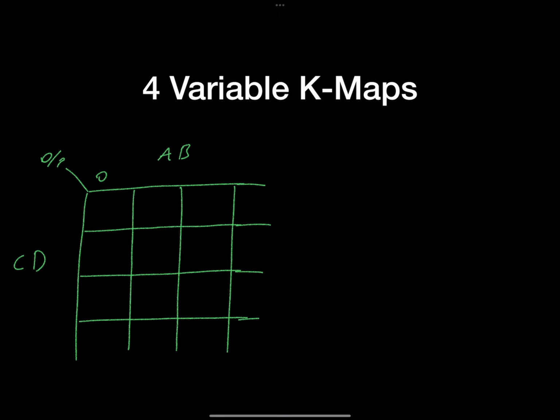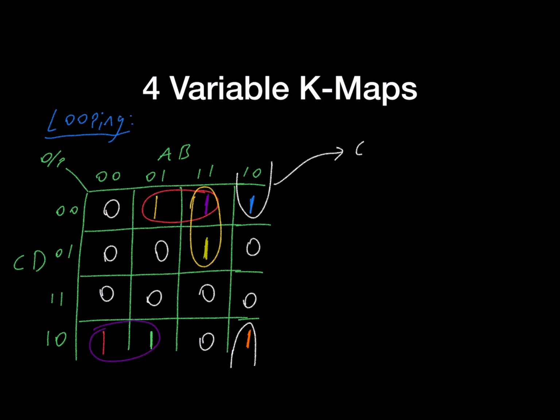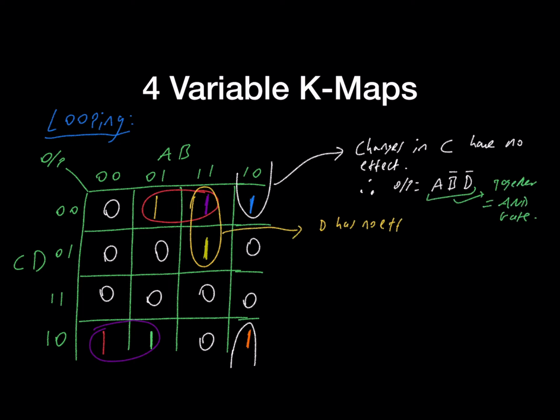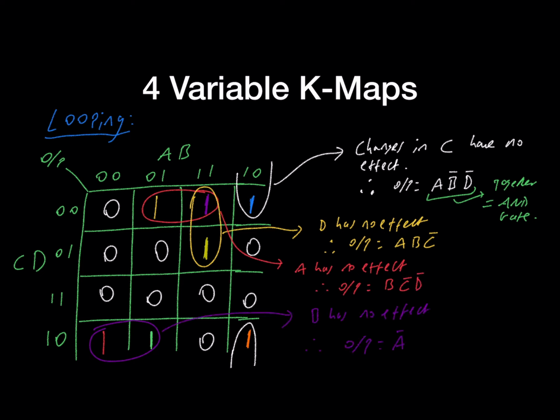Now, just as we did in the 2-variable Karnaugh map in the last video, we can loop ones until all of the true outputs have been included at least once. We can see that where C has no effect, we get A, B naught, D naught. Where D has no effect on the output, we get A, B, C naught. Where A has no effect, we get B, C naught, D naught. And where B has no effect, we get A naught, C, D naught. Note that when the variables are written next to each other in Boolean equations, this means an AND gate.